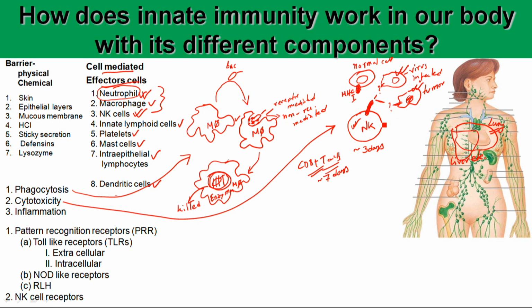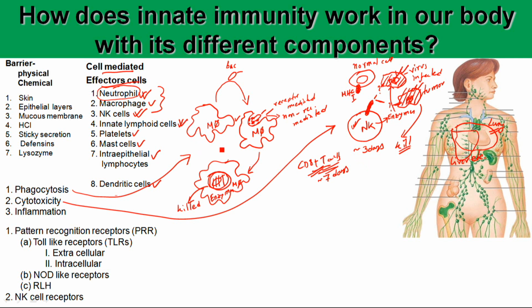MHC1 molecule. Then these NK cells secrete some chemicals nearby this infected cell, and these chemicals, which are also enzymes, get inside this infected cell, chop down its DNA and all of its proteins, and through this process they kill the whole infected cell. The process is called cytotoxicity. A similar cytotoxicity happens with the CD8 T cell, but that is for the adaptive immune response. Next, the innate lymphoid cell.